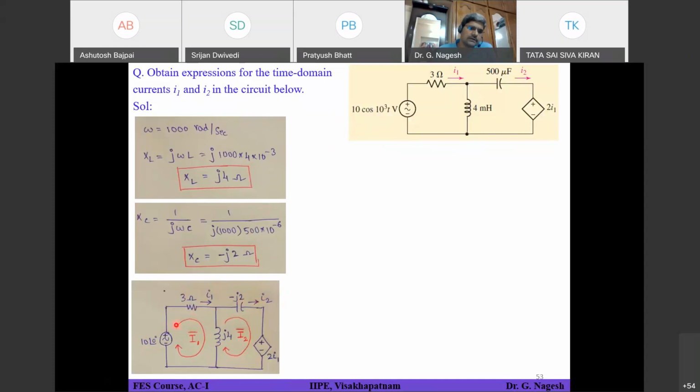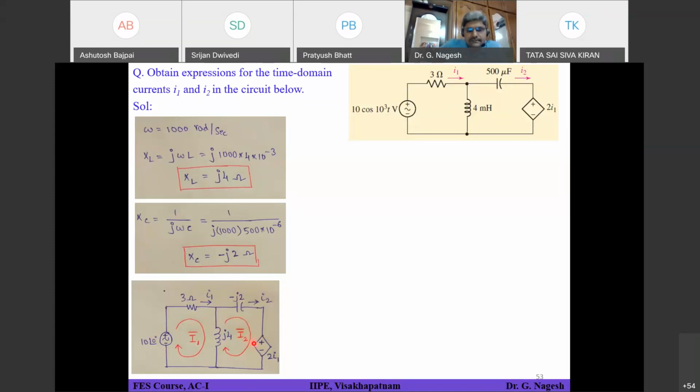Always remember this is instantaneous current and this is a phasor current. That means I am applying mesh analysis using all the phasors in the circuit. This current I1 with a bar is actually a phasor, and this current I2 is also a phasor. Don't get confused between the phasor and the current. Apply mesh analysis for this loop and for this mesh and try to get two equations.